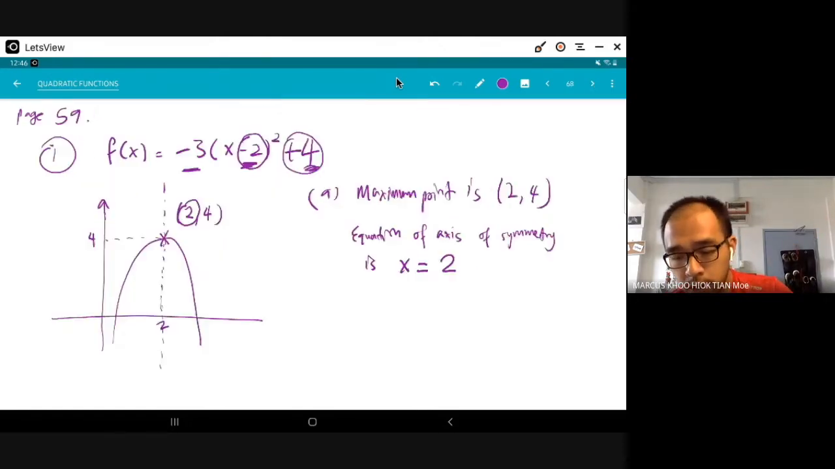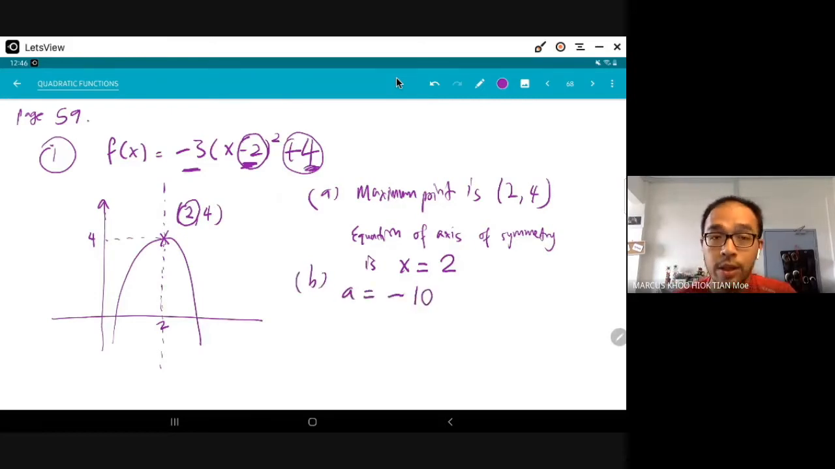Okay, so question B in this one is, what happens if we change A to -10? First of all, is it still going to be a maximum graph? Yes, it will be a maximum graph. But compared to this, if I make A -10, will my graph be fatter or thinner? Think about what you saw just now in the interactive. So we find that actually the graph will be much thinner.